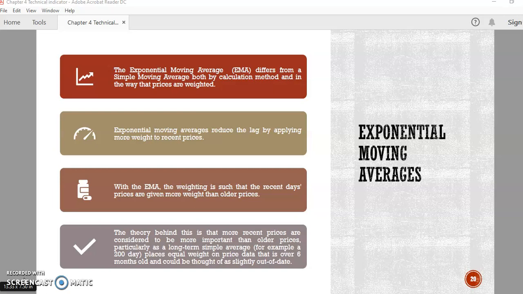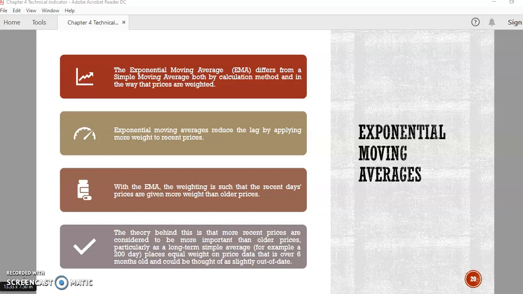Okay, in the previous video on moving average, I already explained the simple moving average and the double moving average. Today we will look at how the exponential moving average works. The exponential moving average, or EMA, differs from a simple moving average both in the calculation method and in the way that prices are weighted. The EMA reduces the lag by applying more weight to recent prices. With the EMA, the weighting is such that recent days' prices are given more weight than older prices.